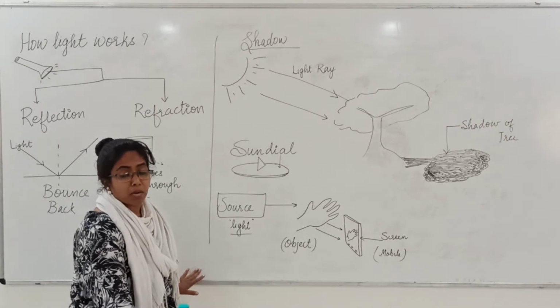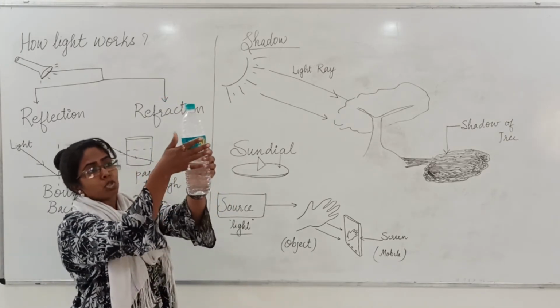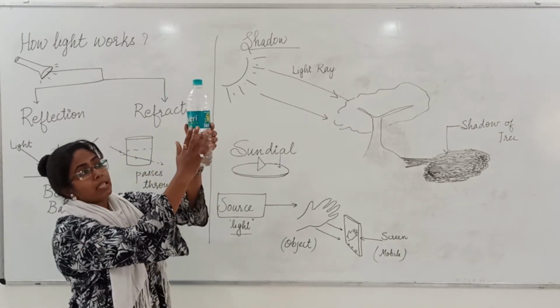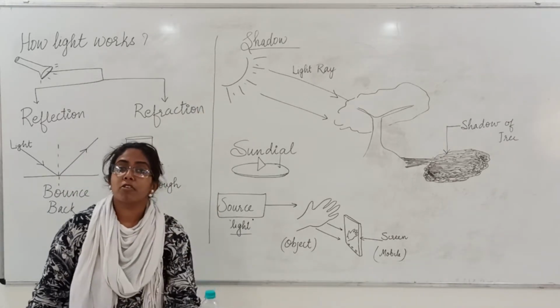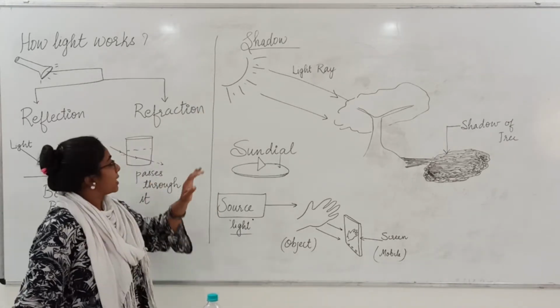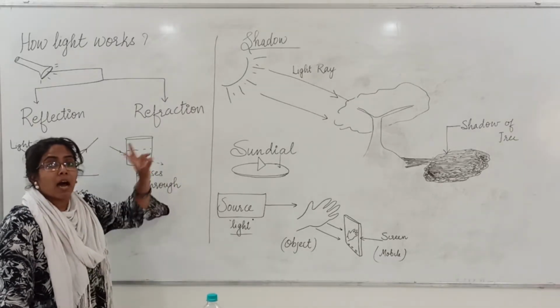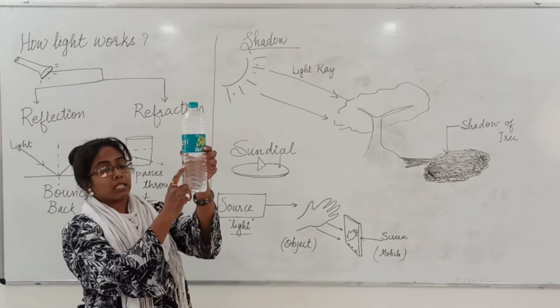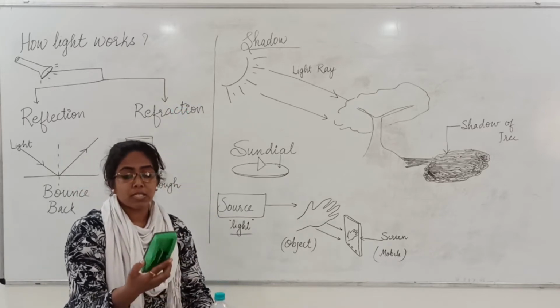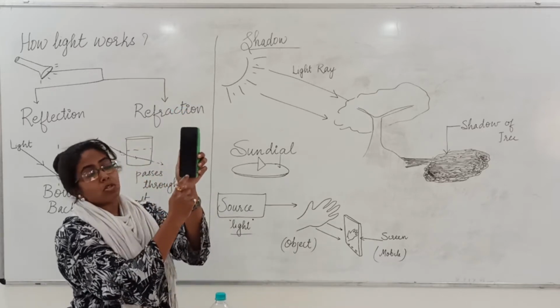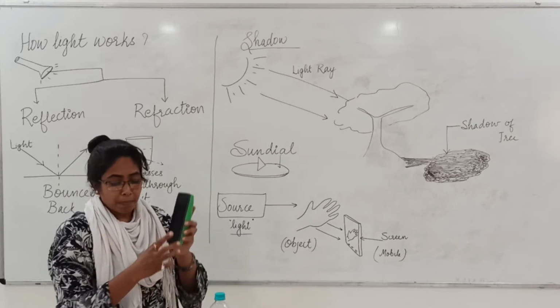I have another one. I have a bottle here which is very rough to touch. This is not so smooth. So we have two different types of surfaces. One is smooth surface. Another, a surface like this, will be called a rough surface. I'll show you one more rough surface. I have a duster and this is also a rough surface.